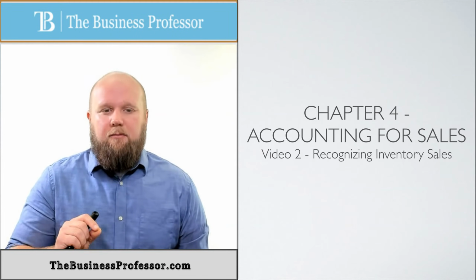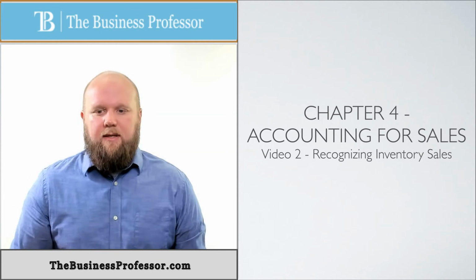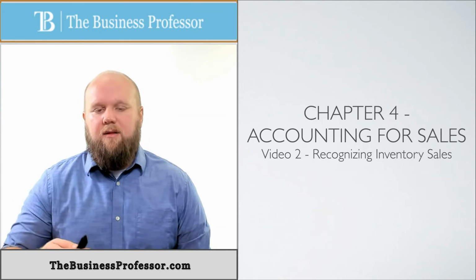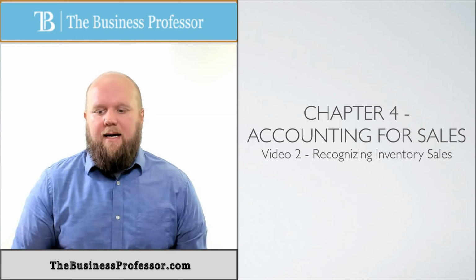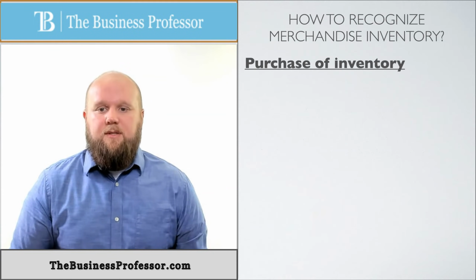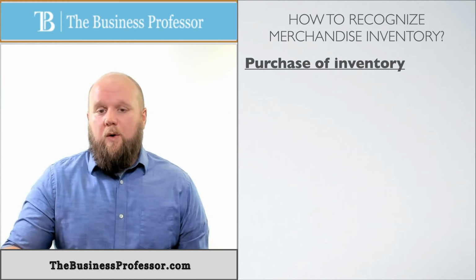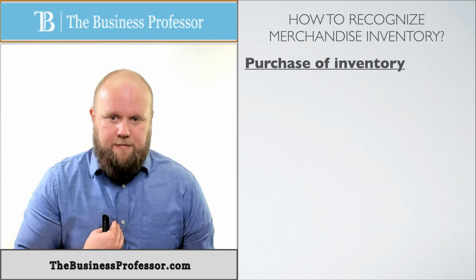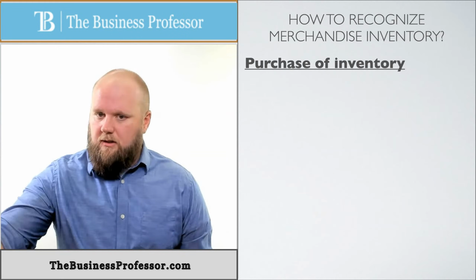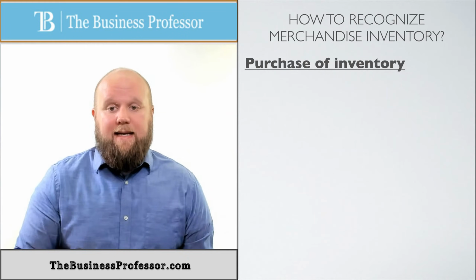So, how do we recognize the events that happen typically in a merchandising business? Well, let's talk about the first, the obvious one, and that is how do we recognize us purchasing the inventory. So, we, the company, purchase inventory. We bring the inventory into our business in order to sell. So we're just looking at that point first, bringing it in.